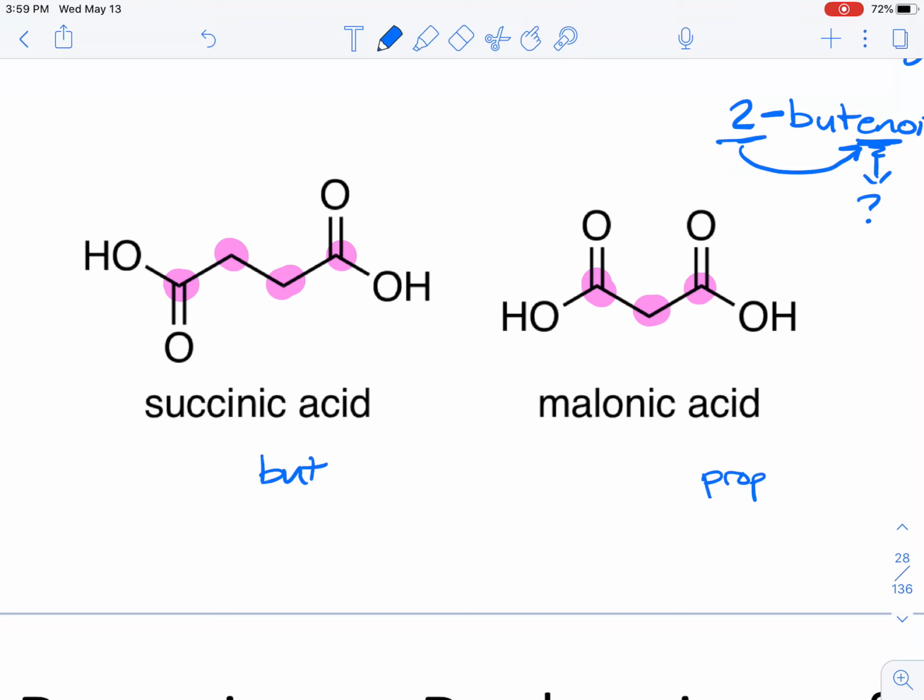Now, since we have a carboxylic acid, or actually, let me take a step back. Looking at both skeletal structures, notice that they're all single bonds. And so I'm going to say butane, propane.